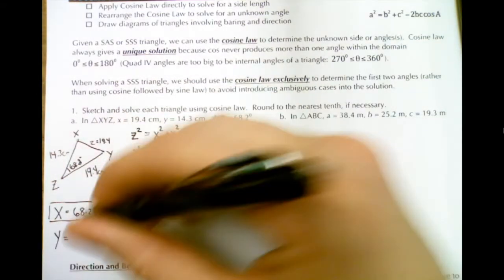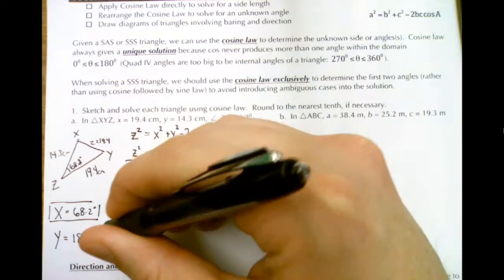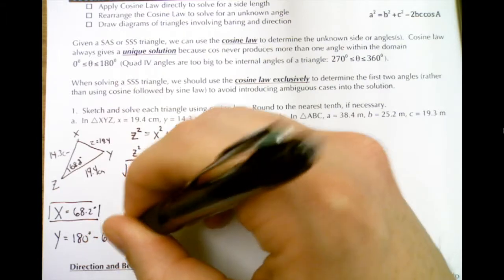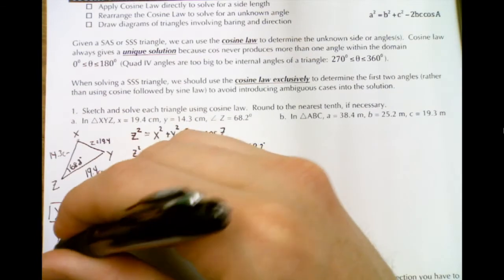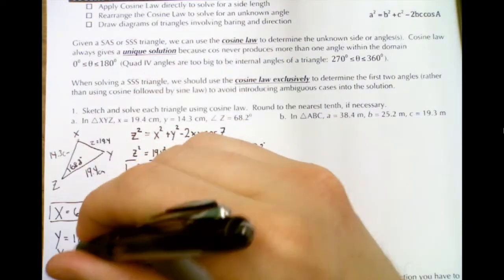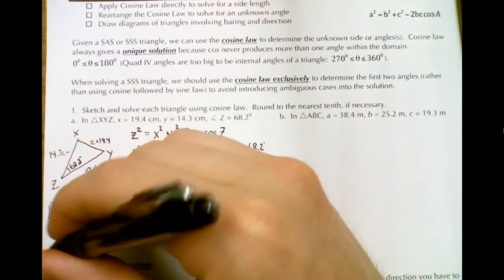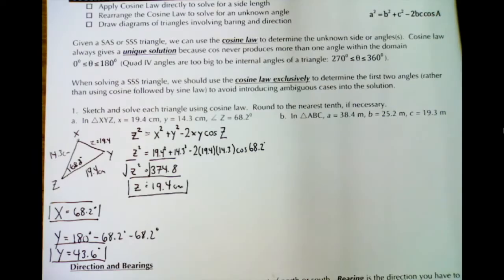Because we know that the total should be 180 degrees. And if we have two angles that are 68.2, we just have to subtract them. And that will tell us angle y, 43.6. And now you've solved the triangle.